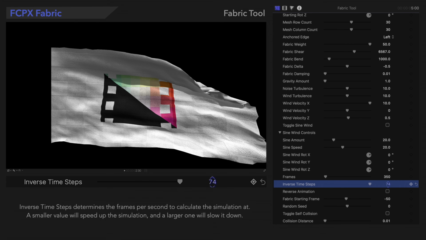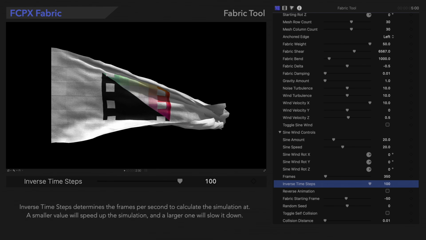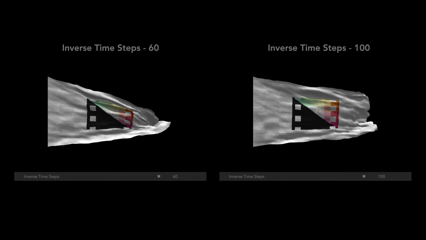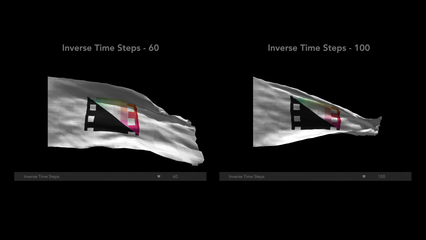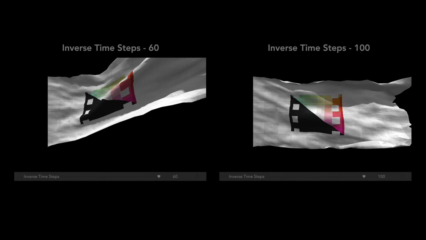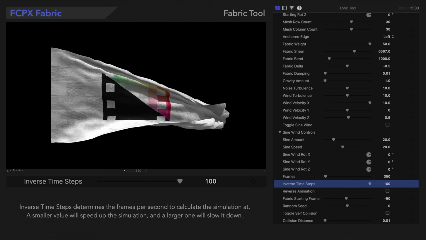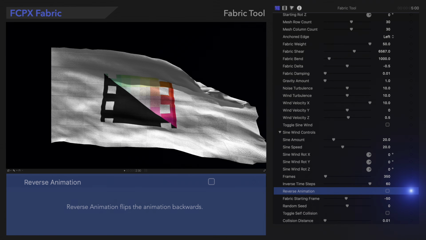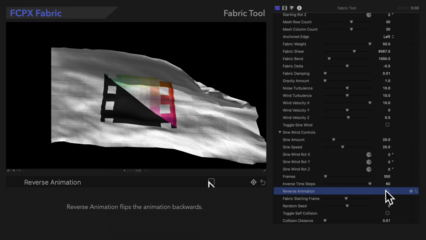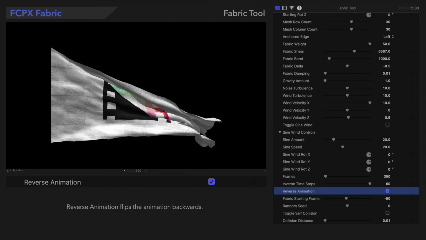Inverse time steps determines the frames per second to calculate the simulation at. A smaller value will speed up the simulation, and a larger one will slow it down. It makes a big difference. Reverse animation flips the animation backwards.